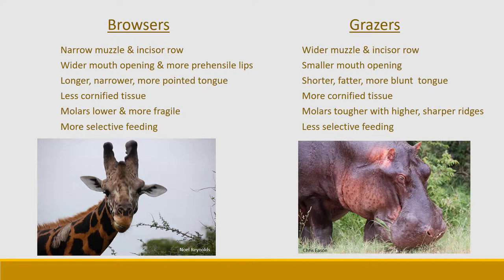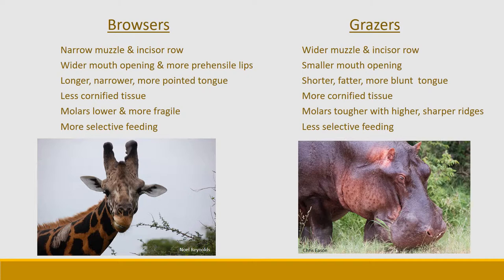Yeah. And we also see other differences, like a browser having a wider mouth and prehensile lips to grab little bits and pieces. The mouth has cornified tissue to protect it from the sharp plants. Cornified as in thick, tough, like leathery. And the grazer is eating tougher, sharp grass a lot of the time, so they have more cornified tissue. The teeth are tougher in the grazer, who's eating a lot of fiber.